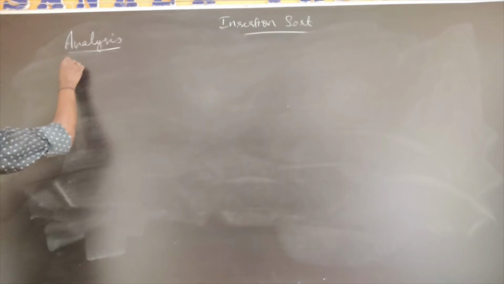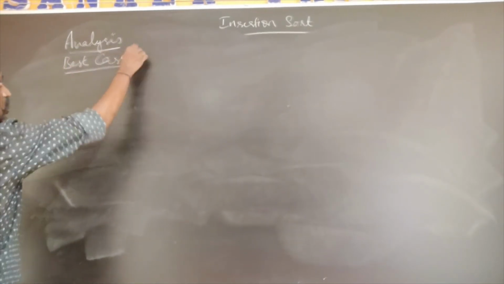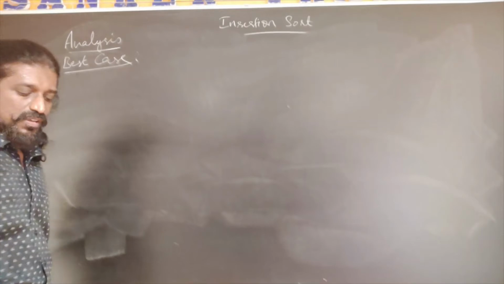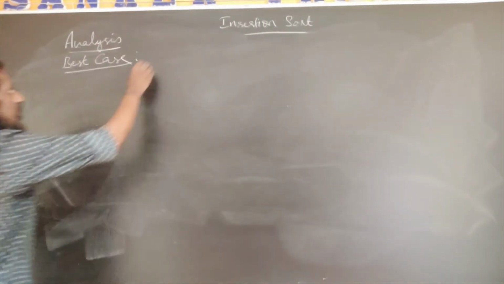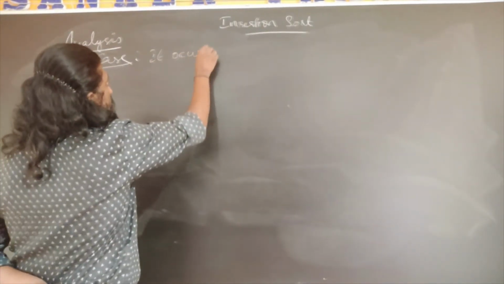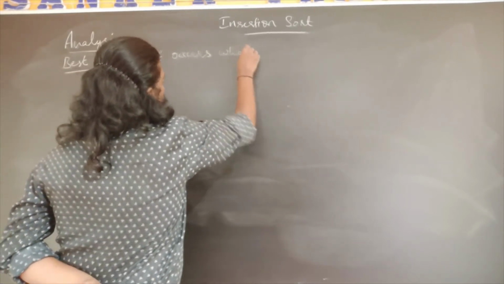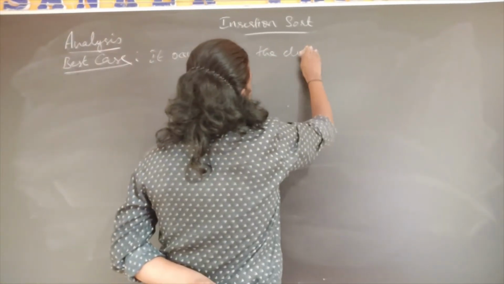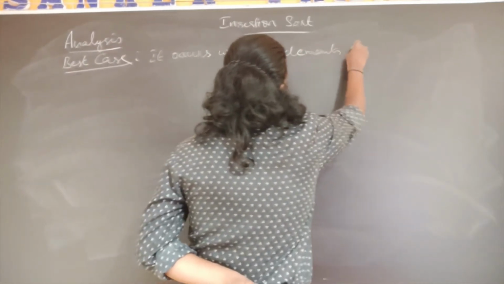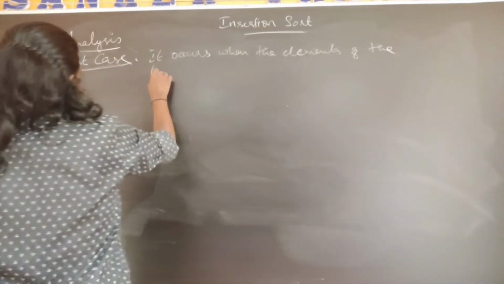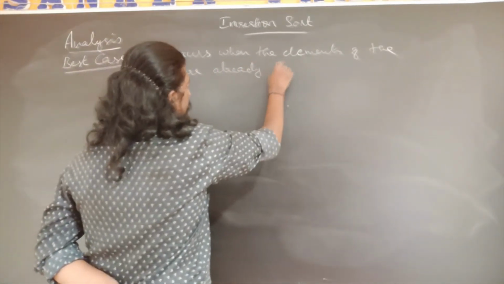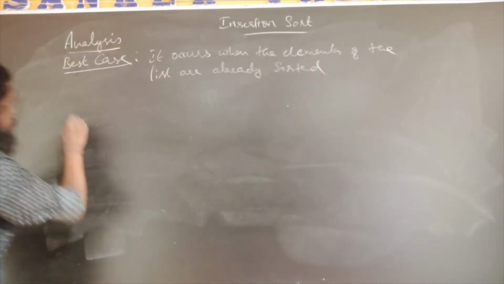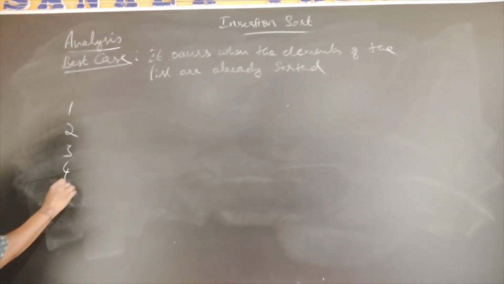So first we'll analyze the best case. When does the best case occur for the insertion sort algorithm? For most of the problems, the best case will be the problem already solved. Okay, not always, but most of the time. So the best case occurs when the elements of the list are already sorted.